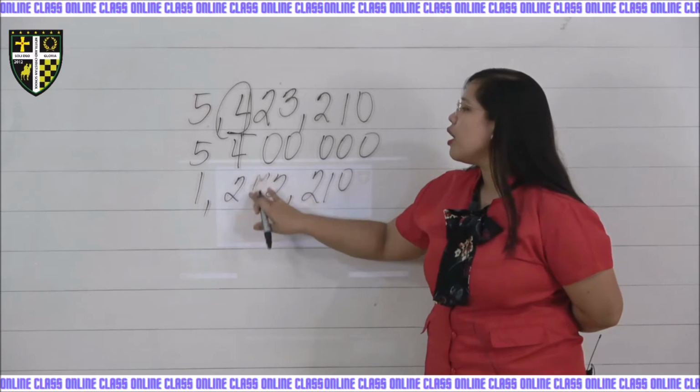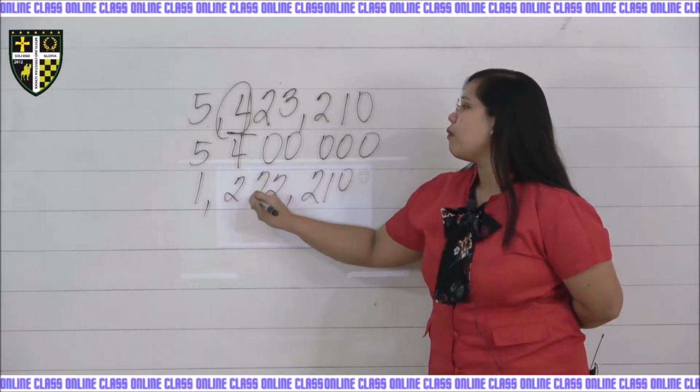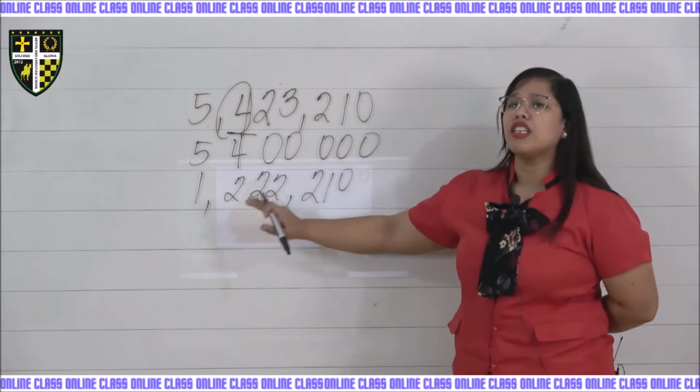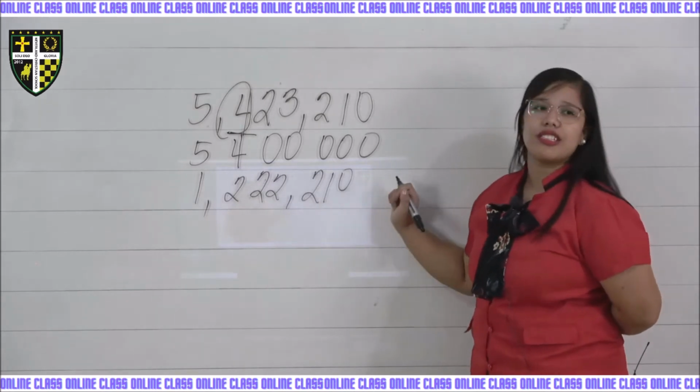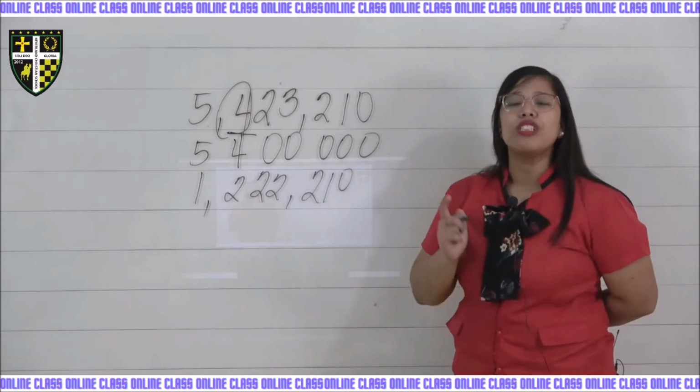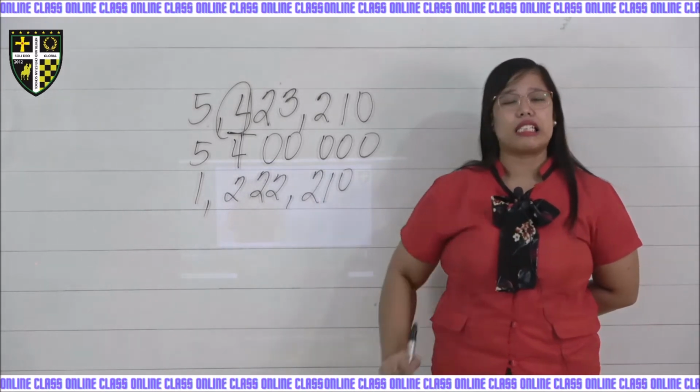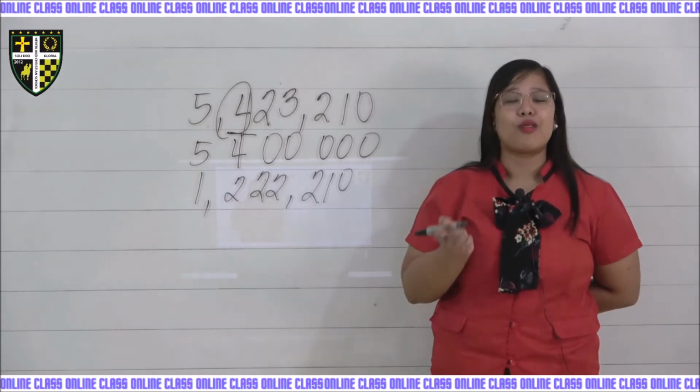Another example is 1,272,210. Sorry, we have 1,222,210. So again, we will identify the digit in the 100,000 place.